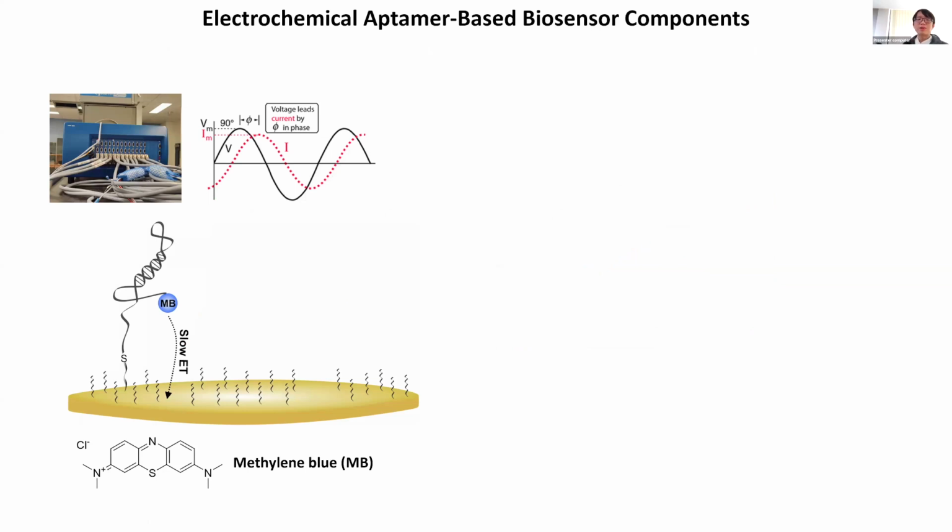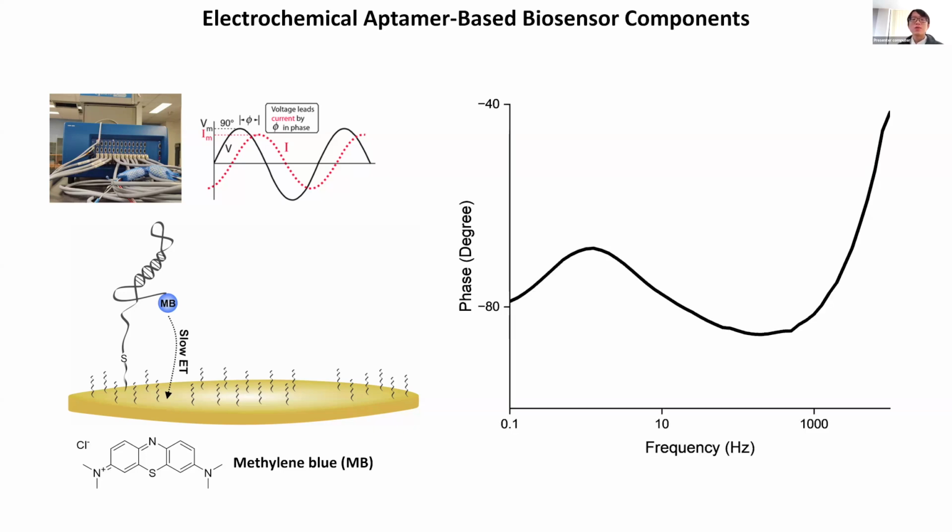Here, I just want to show you a little bit about the sensor components. We attach the aptamer on the gold surface, and on the other extremity of the aptamer we chemically modify it with a redox reporter. In our case, we typically use methylene blue, which allows strong electron transfer. We use a technique called electrochemical impedance spectroscopy to interrogate the sensors.